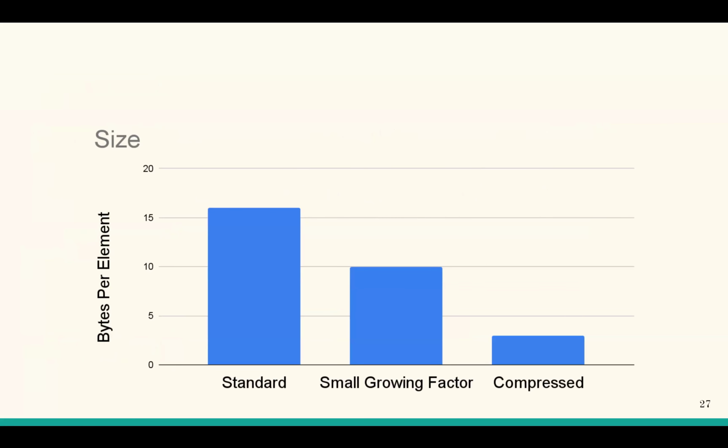If we look at the general sizes here, if we start with storing 8-byte integers, the standard PMA will use about 16 bytes per element. With a growing factor of 2, 8 bytes per element easily doubles to 16. Once we reduce that growing factor to around 1.2, we'll get a size of about 10 bytes per element. And then if we compress them, depending on the compressibility of the data, in this case uniform random 40-bit elements, we end up getting about 3 to 4 bytes per element.